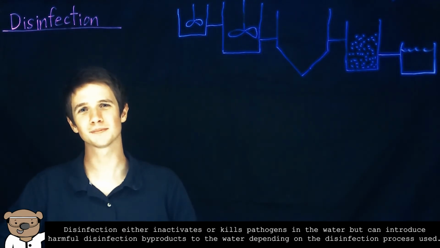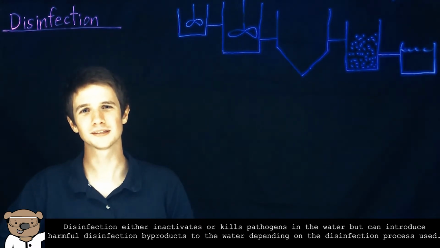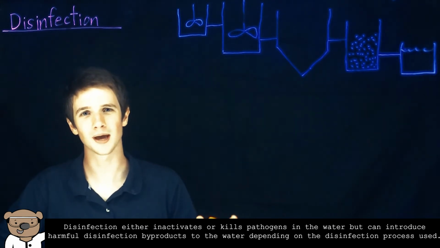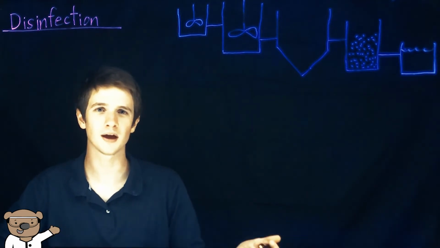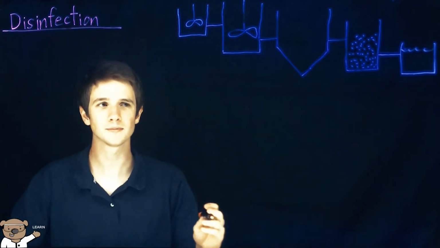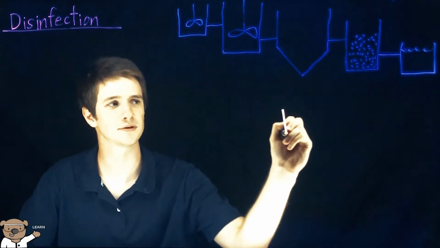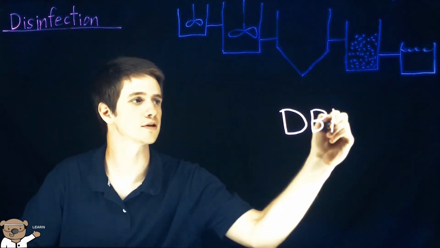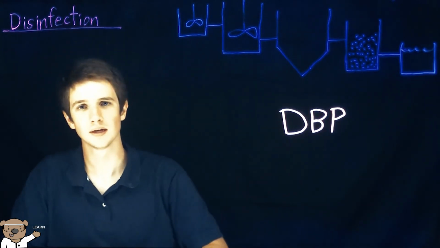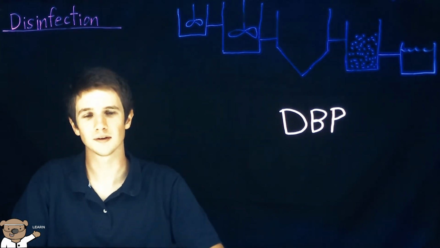Our final treatment process is disinfection. This is where we add a chemical to the water that either kills bacteria and pathogens or inactivates them so they can't reproduce and soon die off anyways. The problem with a lot of these chemicals is that they produce DBPs. These DBPs, that stands for disinfection byproduct, are often harmful to human health.